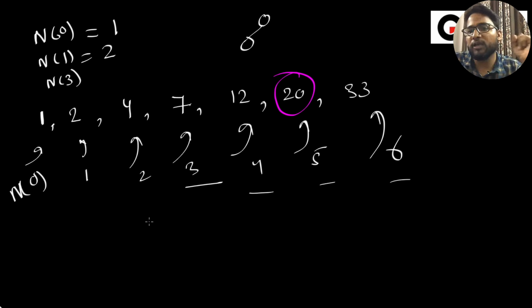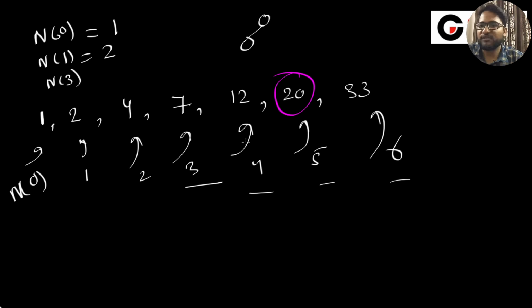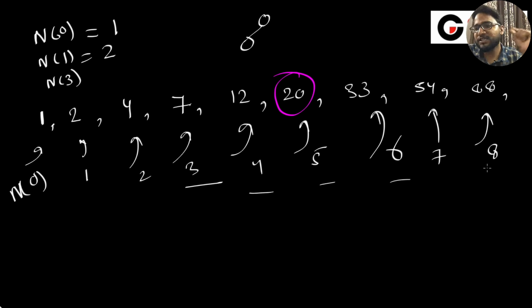Which means that for the minimum height of just 5, you need 20 nodes. Why I'm emphasizing so much: if you just keep on doing this, it will be 33, 54, and then 88, and it is increasing exponentially, isn't it? It is not increasing just by a factor of 2 or 3. For an AVL tree of height 8, you need a minimum of 88 nodes, which is too much, isn't it?